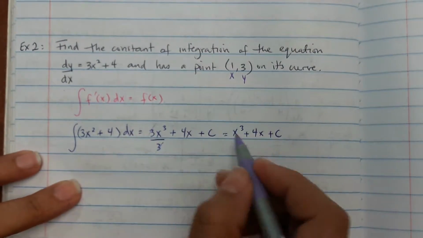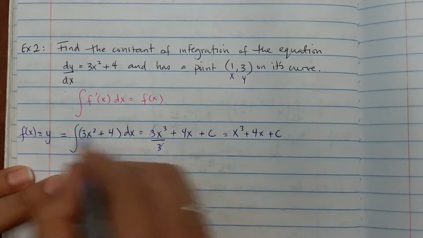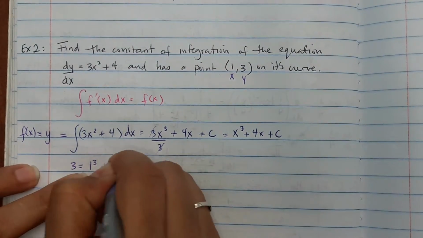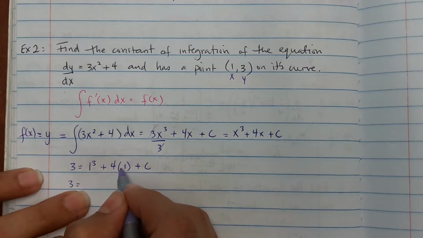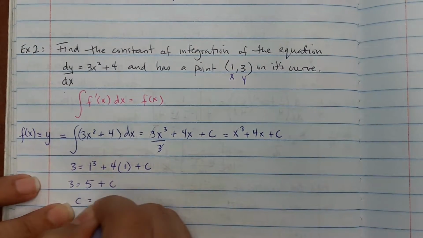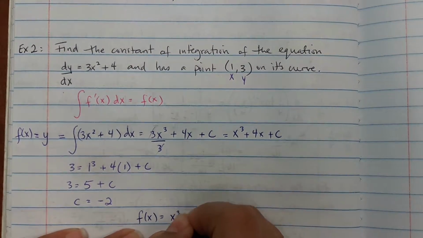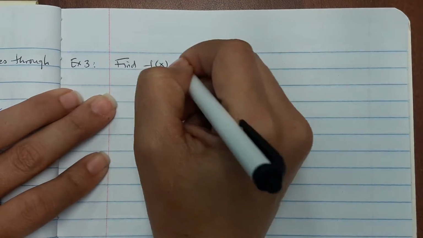Then going through that point, x is 1 and y is equal to 3. So I'm going to get 3 is equal to 1 cubed, which is 1, plus 4 times 1, which is 4, plus c. So 3 equals 1 plus 4, which is 5, plus c. Subtract 5 from both sides, you're going to get c is negative 2. So my original function must have been x cubed plus 4x minus 2. Let's take a look at another example.